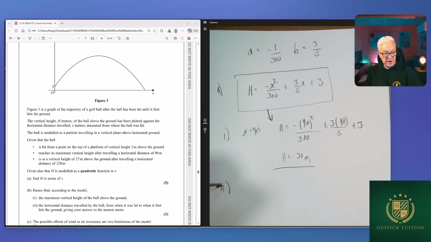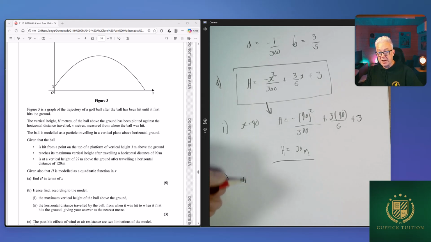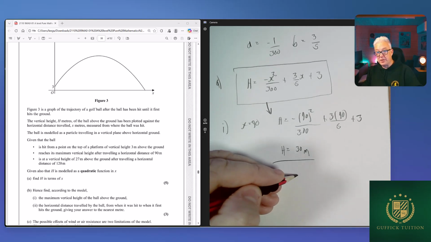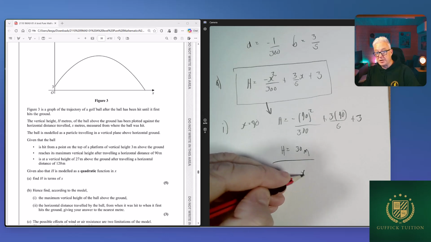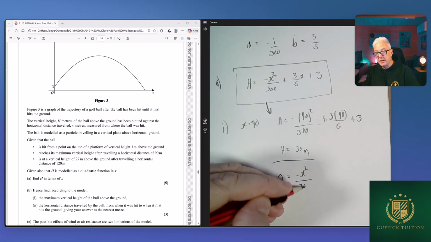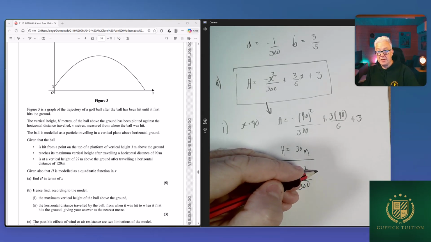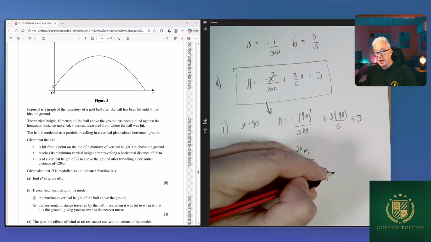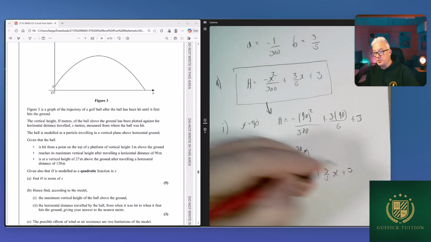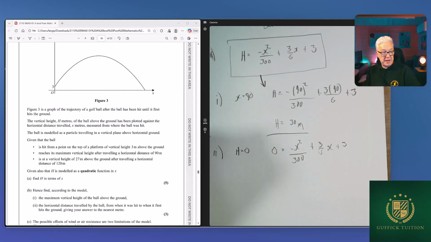Part 2, it says find the horizontal distance travelled by the ball from when it was first hit until when it hits the ground. Yes, okay. So when it hits the ground, it's going to have a h of 0. So we need to put height as 0 into our equation and solve for x here. Okay, so that's what we're doing here. So 3/5 x plus 3.